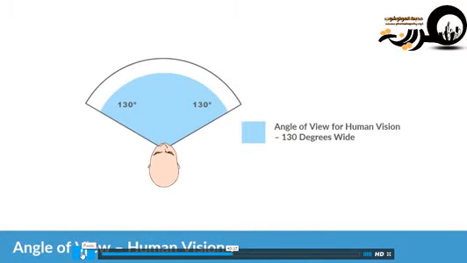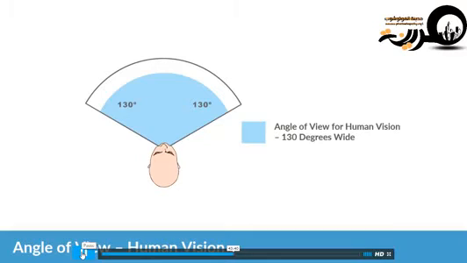Okay, so for most humans, when we look forward without moving our head, we can see at an angle that is about 130 degrees wide. So anybody who said that, well done. But it might be surprising to you as well. So basically, if you stand still and don't move your head or your eyes and just look forward, your view of the world is about 130 degrees wide. And you can see that in the illustration here.